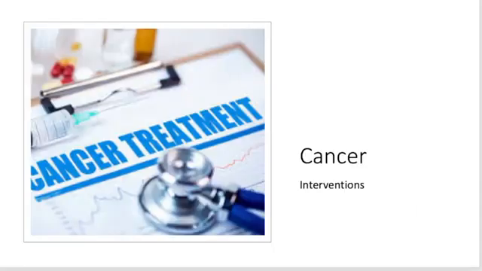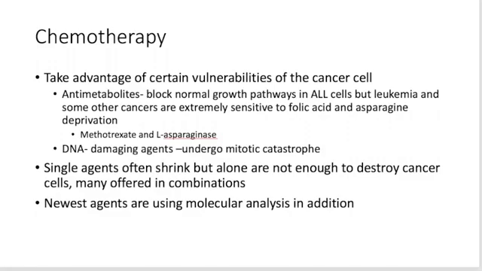Quickly, just look over the treatments. We all know there are basically 3 types. You're going to get chemotherapy or immunotherapy, which basically takes advantage of certain vulnerabilities of the cancer cell, looking at antimetabolites and DNA damaging agents. Some of them are hardcore and kill everything. Some of them are very targeted. It all depends. Newer agents are using molecular analysis to really pinpoint what's going on.